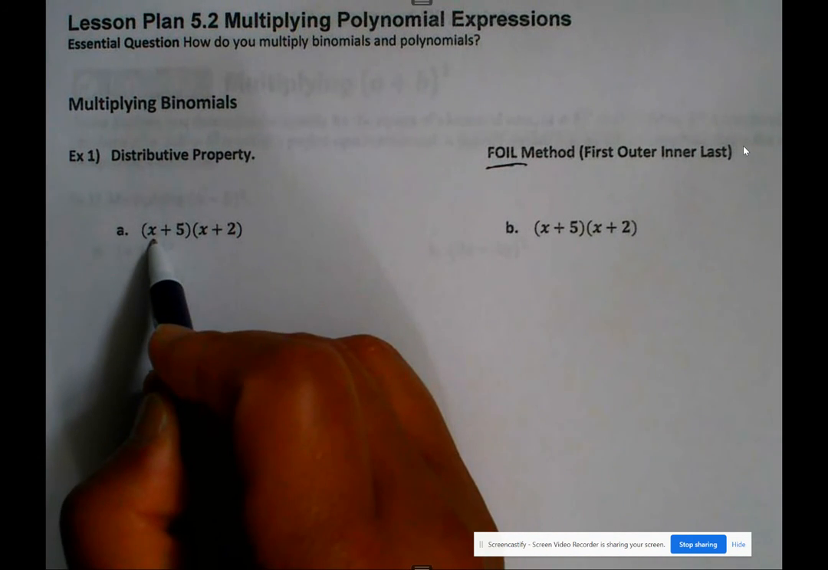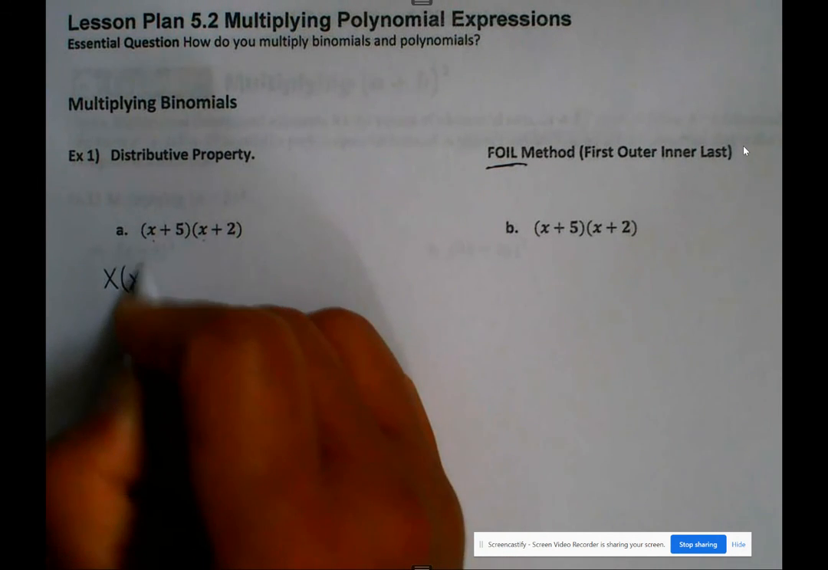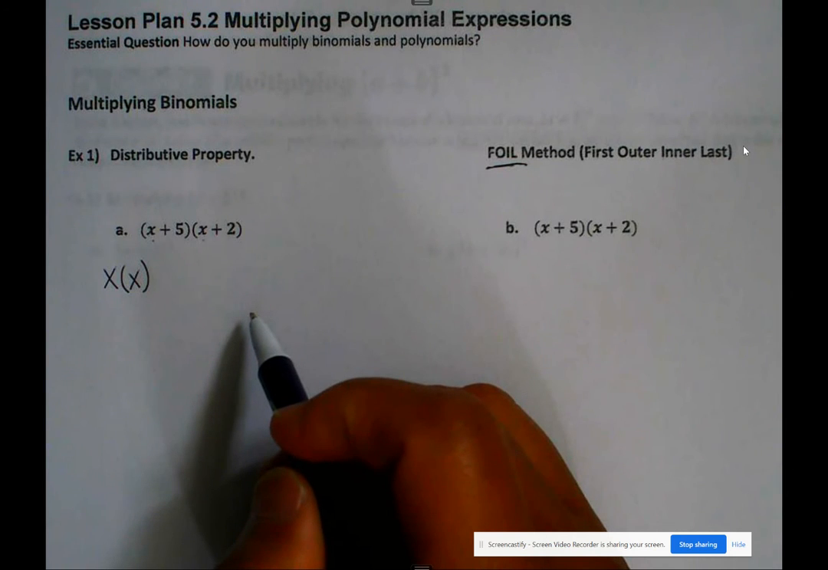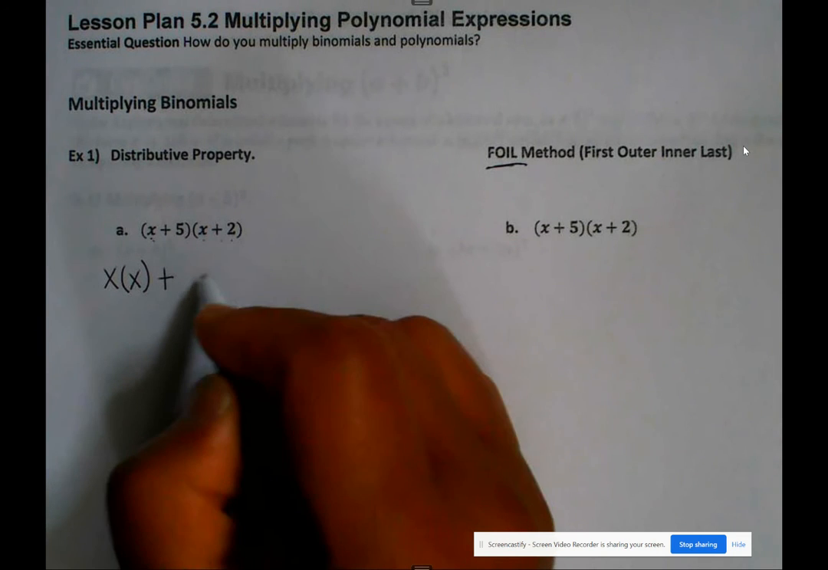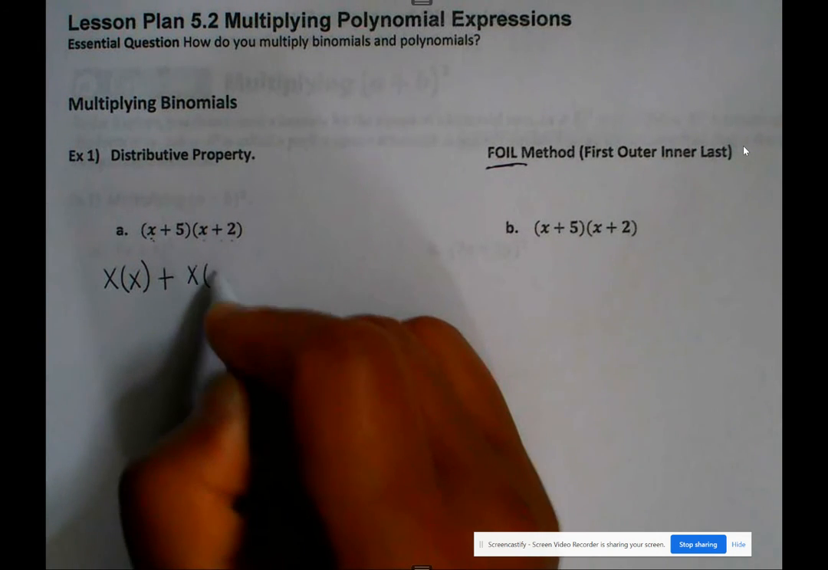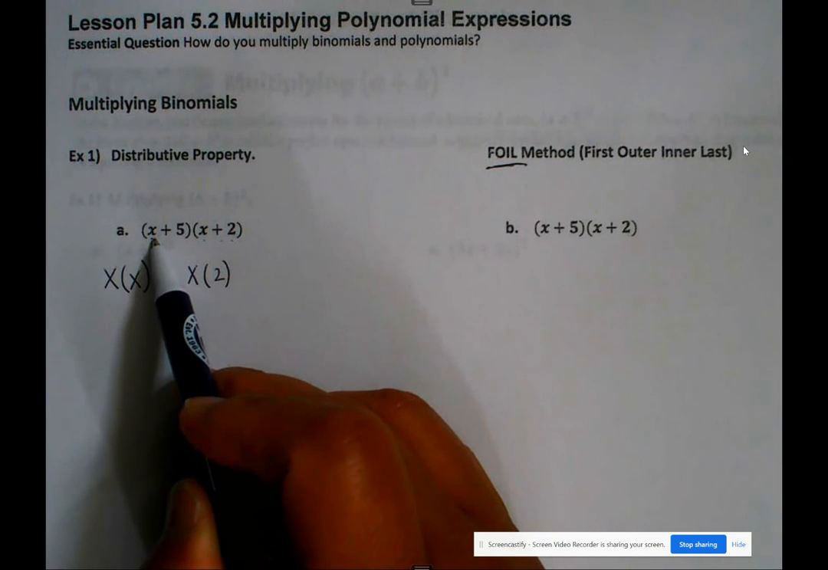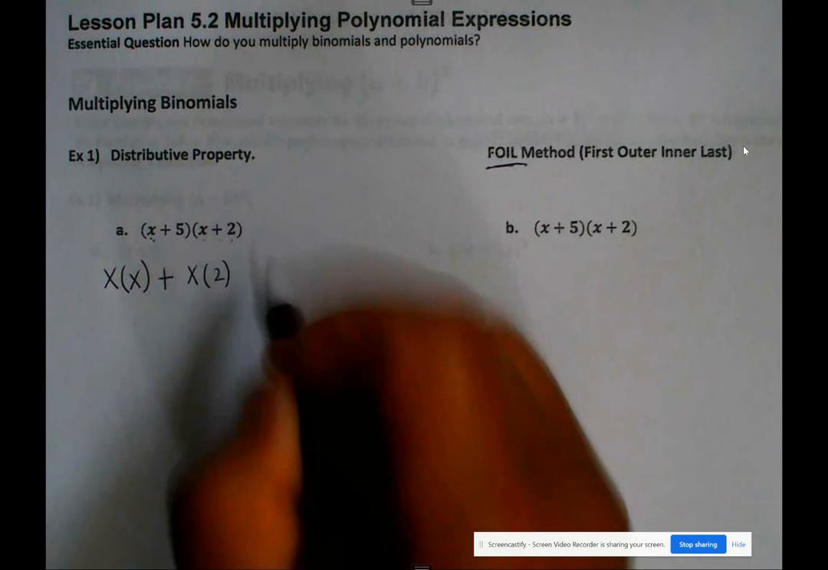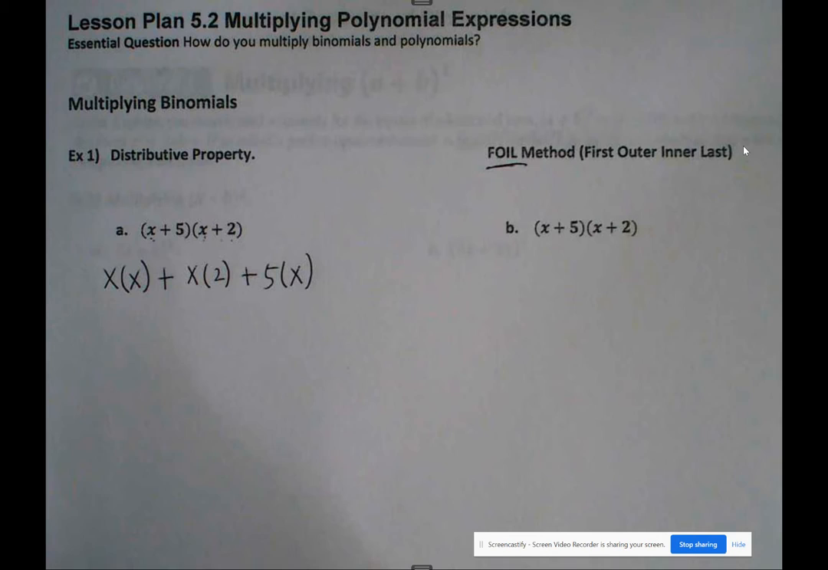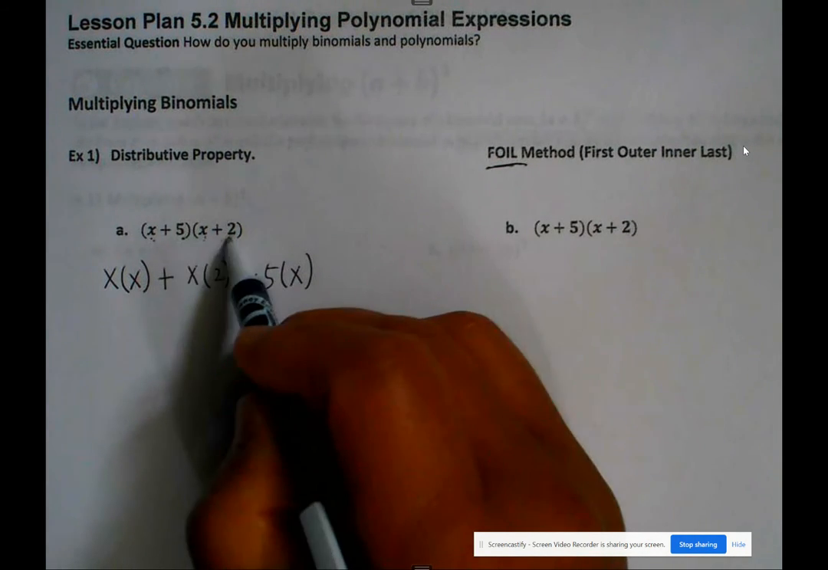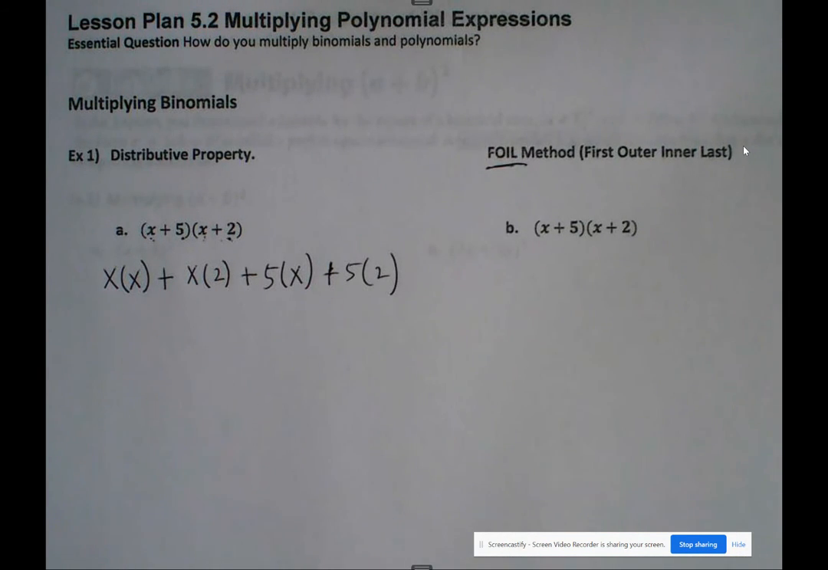And we're going to take the first part and multiply it to the first one. This is x times parentheses x. And then plus, take the first one and multiply it to the second term. This is x times parentheses 2. All right, since you're done with the first term, with the first parentheses, you go to the second term in this first parentheses. So 5 times x, and then 5 times the last term, so this is plus 5 times 2. I'll give you time to copy that.